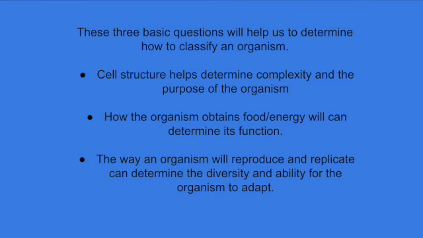Some things that you can look at when we ask these questions: the cellular structure helps determine the complexity and the purpose of the organism. So how they obtain food will actually determine its function or where it is on the food chain. And the way an organism will reproduce or replicate can determine the diversity and the ability for the organism to adapt so that it can go further on.